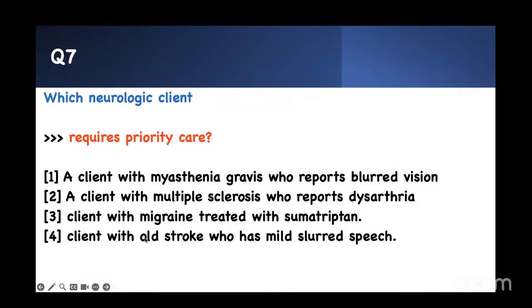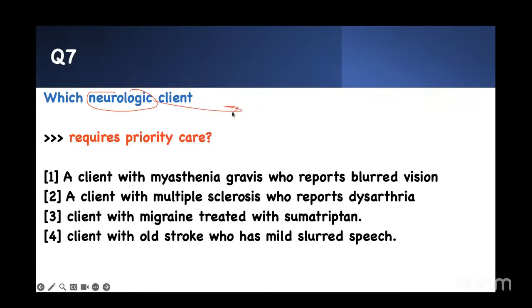Which neurological client requires priority care? A client with what? Myasthenia gravis, who reports what? Blurred vision. These neuro cases sometimes can be confusing, and they can try to trick you with so many words. I'm going to give you the key information. Multiple sclerosis, reporting about what? Dysarthria. Migraine, treated with what? Sumatriptan. Old stroke patient, now with the slurred speech. Which 4 of these patients should make you worry, should give you a buzz when they come to neuro patient?